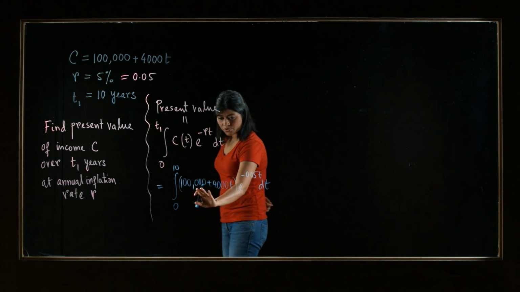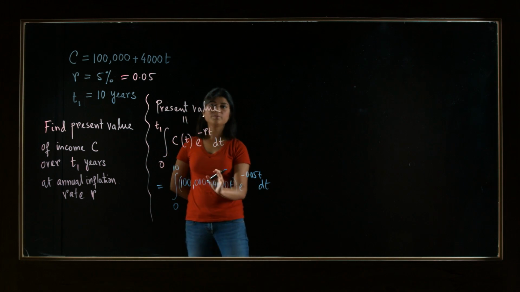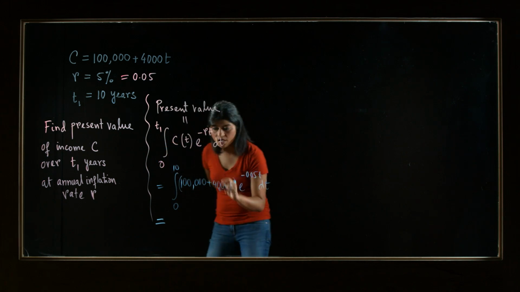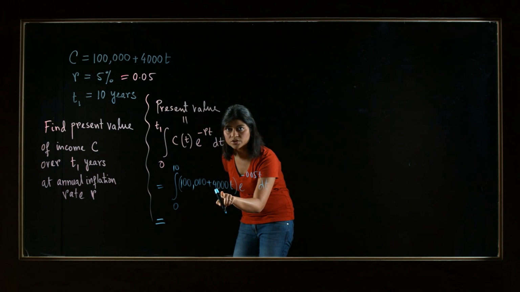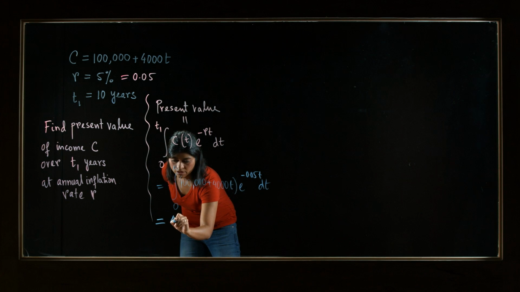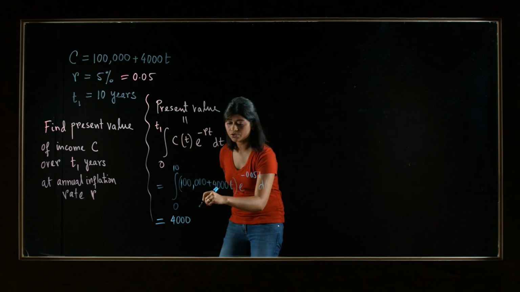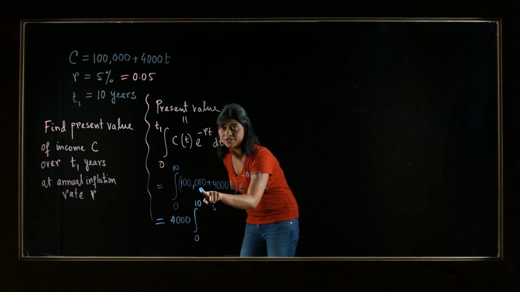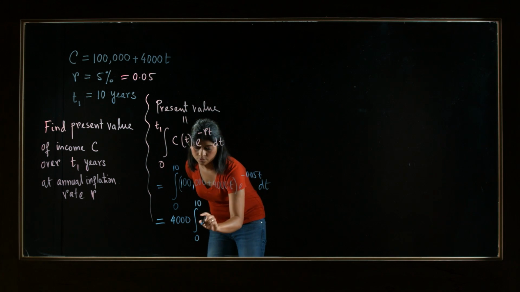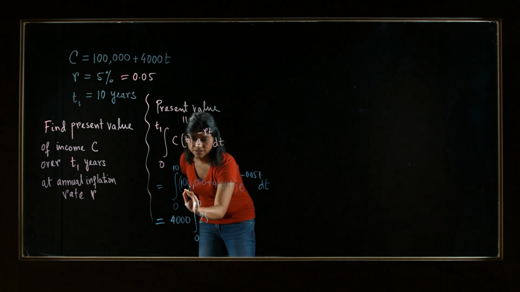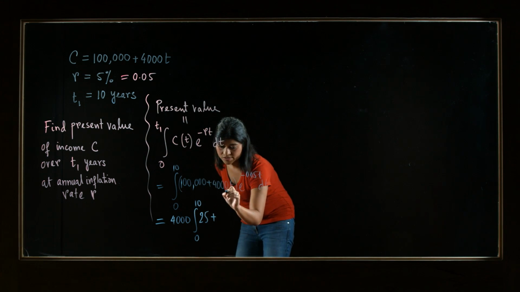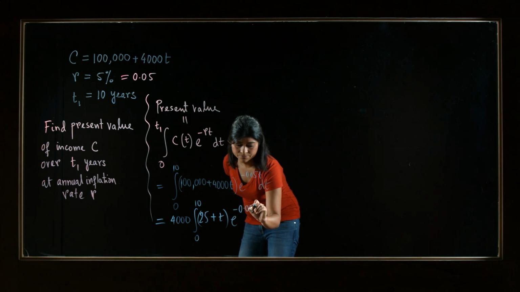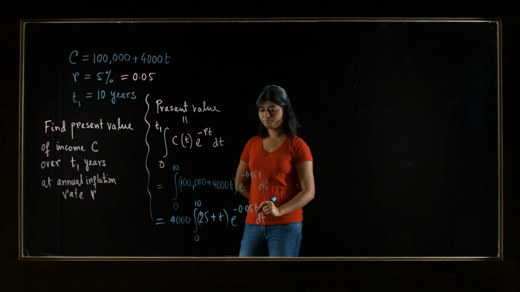But notice that there's so many constants here. Maybe we should simplify it a little bit before we solve this problem. So let's take out a common factor of, say, 4,000. And since it's constant, you can pull it outside the integral. So what will be left here? Will be left 25 because we took out 4,000, plus t e to the negative 0.05 t dt. Okay.